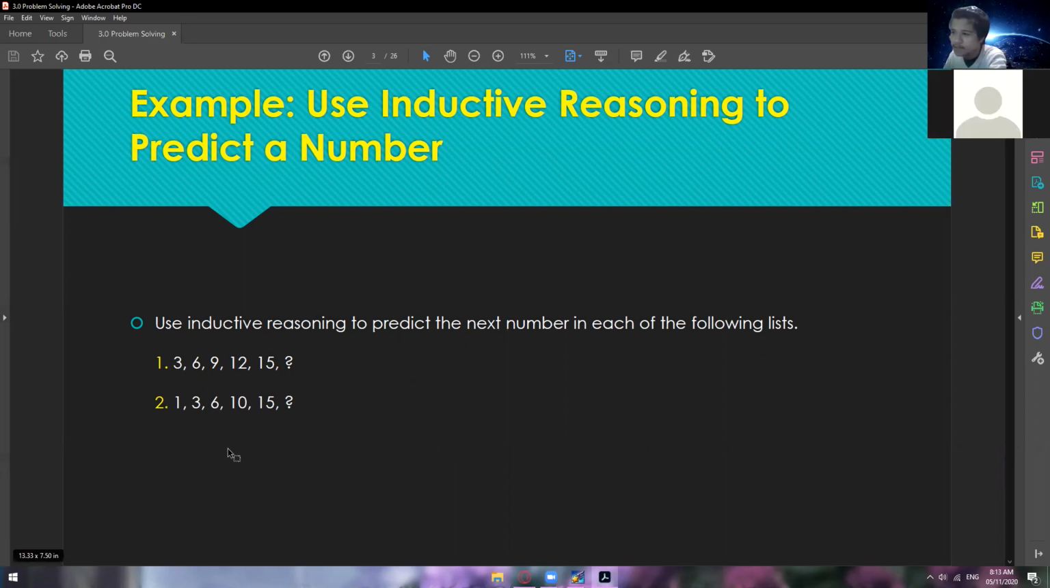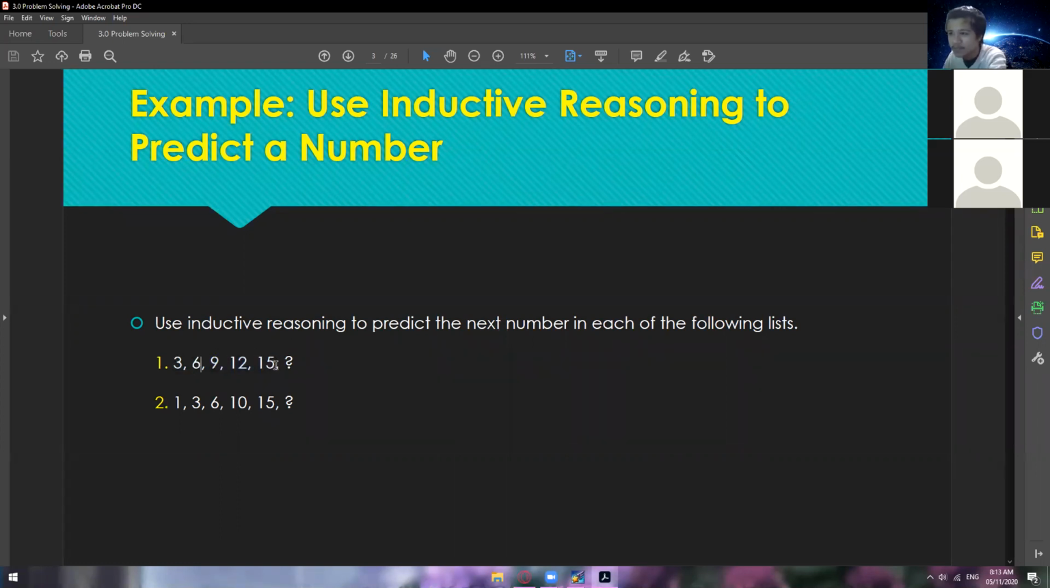What is the next one, guys? What is the next number? 18, sir. 18. So I think all of you will answer 18. How did you guys come up with that 18? You base it from the past examples, from the past patterns.